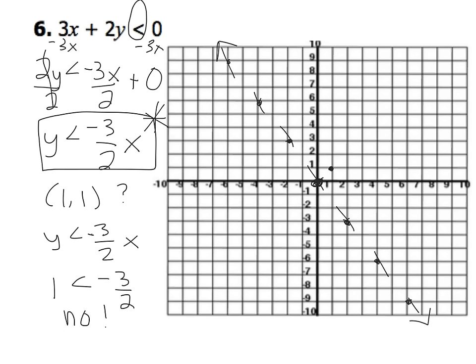So therefore, here's my point, 1, 1. I'm going to go the opposite direction. I just proved that that is not a solution to the inequality. Therefore, nothing on that side of the line would be a solution to that inequality. So I would shade it in to the left there.